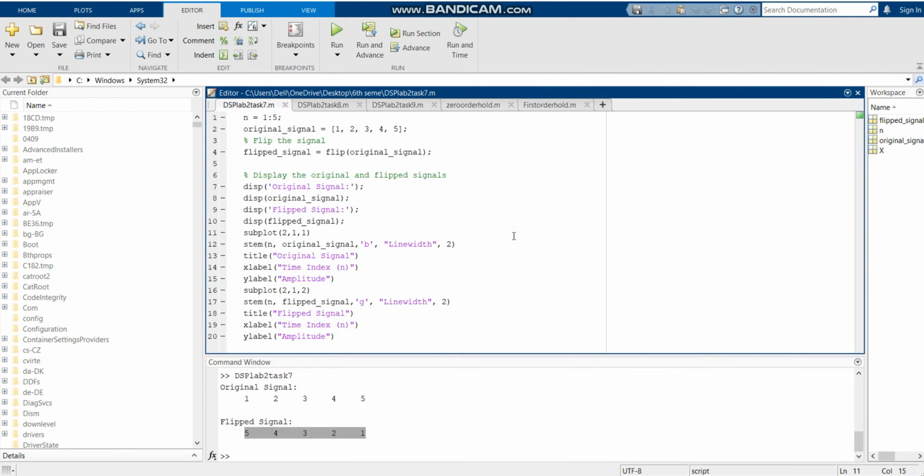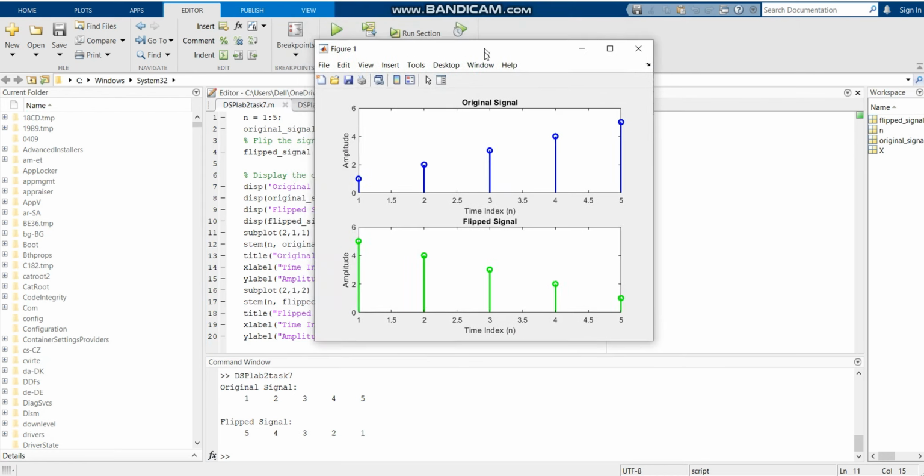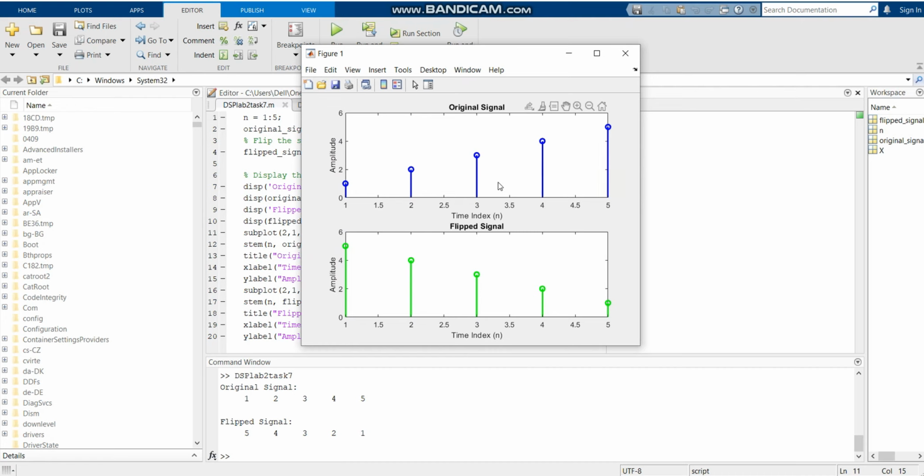It also creates a subplot with two stem plots to visually compare the original and flipped plots. The first subplot displays the original signal using a blue stem plot, while the second subplot displays the flipped signal using a green stem plot. As we can see, in the original signal, the highest amplitude exists at the index 5, whereas in the flipped signal, the lowest amplitude exists at the index 5. This means that the signal is totally flipped within the specified range.